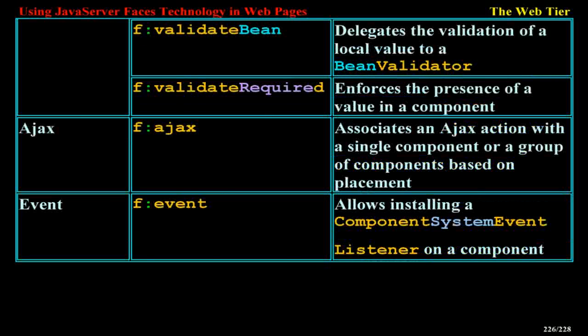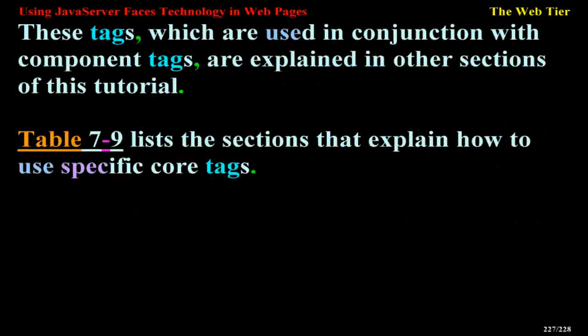Ajax: f:ajax associates an Ajax action with a single component or a group of components based on placement. Event: f:event allows installing a component system event listener on a component. These tags, which are used in conjunction with component tags, are explained in other sections of this tutorial. Table 7-9 lists the sections that explain how to use specific core tags.